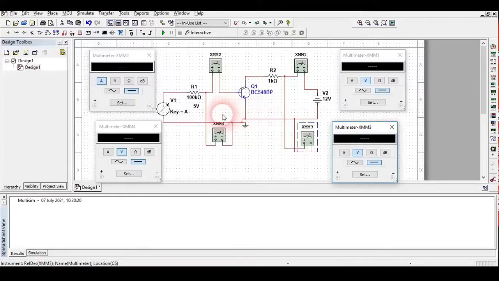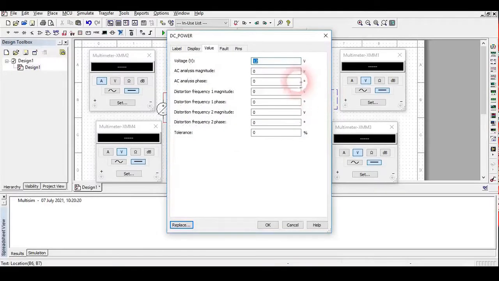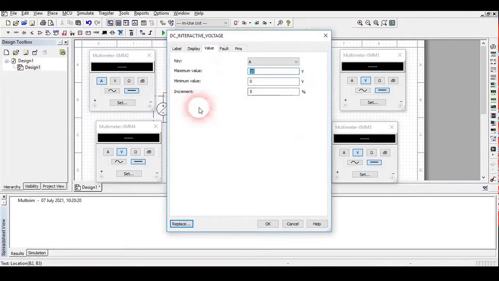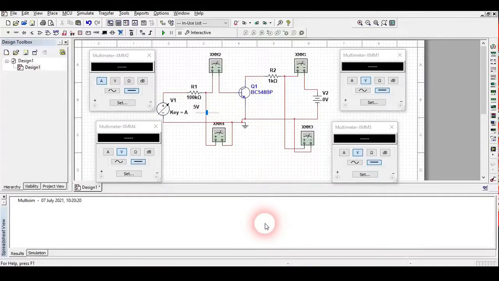Okay, so the first thing I am going to do is make this 0 volt. Just look here, at 0 volt of this thing, and here I am going to change this value. The increment I would take is 2.5%. Firstly this 5 volt would be decreased to 0. The key is A here. When I press the keyboard A button, this voltage would increase. So firstly, for 0 volt, when you run this, we will get 0 ampere and 0 volt here.